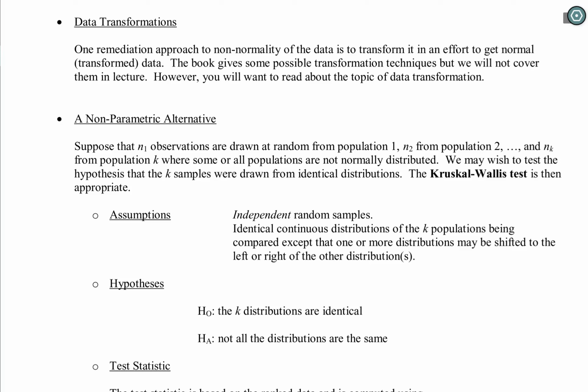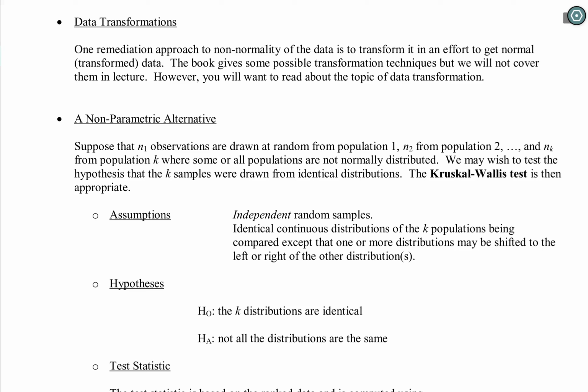Okay, data transformations. In the analysis of variance procedure, one of the assumptions is that all the populations are normal or really close to normal. And this is not unique to the F-test for the analysis of variance. We saw this assumption throughout previous statistical procedures. Well, what if this assumption is not valid? One remedy to this approach is to transform the data.